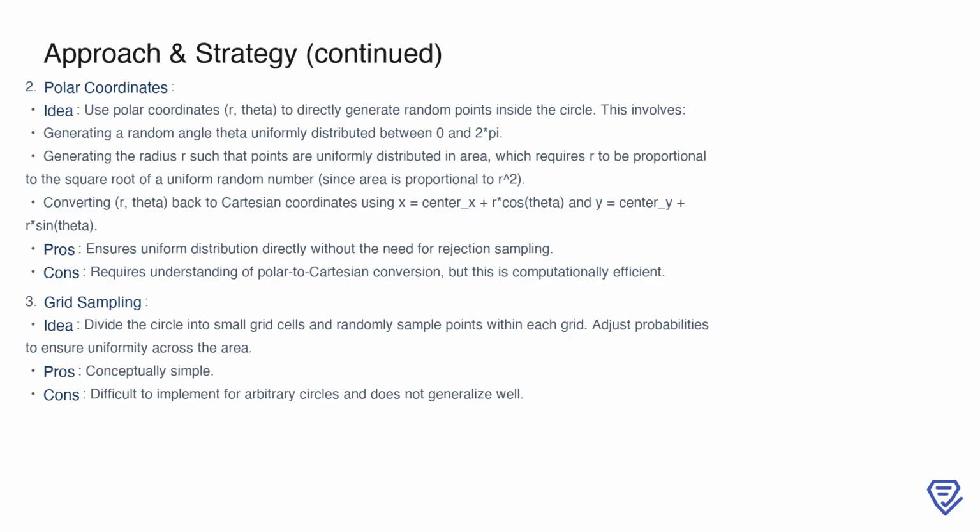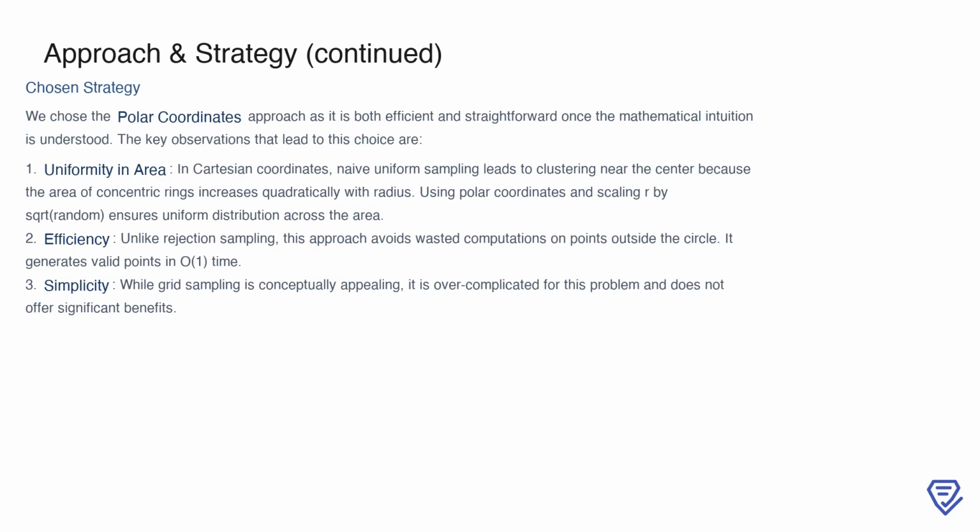The breakthrough insight is that the area of a circle grows with the square of the radius, so to achieve uniform distribution, the radius must be scaled by the square root of a uniformly distributed random variable. This ensures that points are evenly distributed across the entire circle, both near the center and along the edges. Polar coordinate transformation stands out as the most efficient and accurate approach for this problem. Unlike rejection sampling, it avoids wasting resources on invalid points, guaranteeing O(1) time complexity per point. By directly leveraging the circle's geometry, it ensures a truly uniform distribution of points without requiring additional pre-processing.